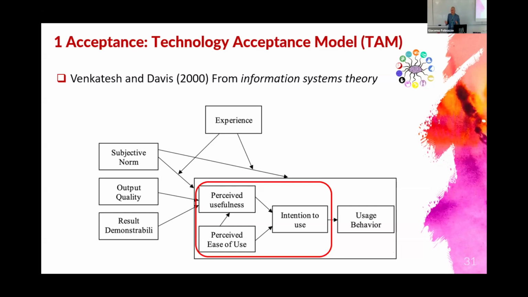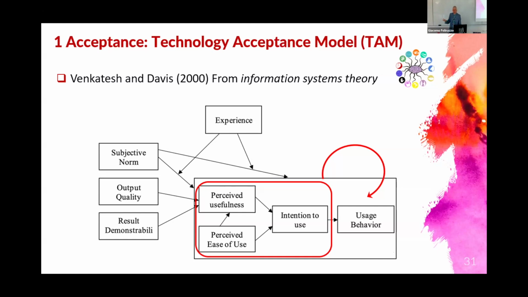Basically, the idea is that we look at perceived usefulness of a tool and perceived ease of use. If these two measures are positive, they are going to lead to intention to use, which will in turn affect usage behavior. In other words, if they find it useful and easy to use, they're more likely to want to use it for their learning endeavors, right?